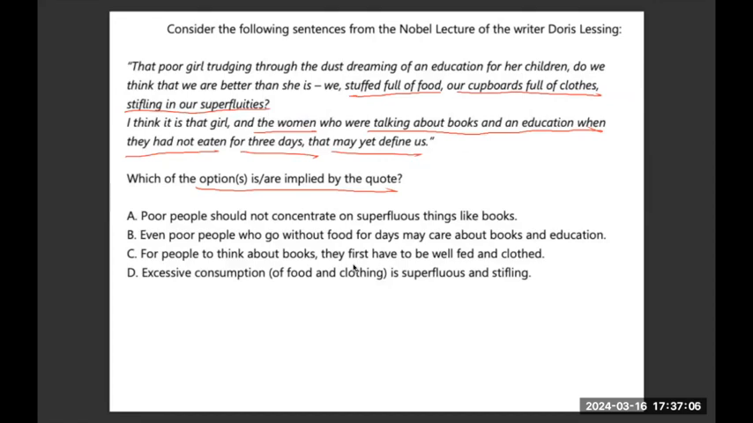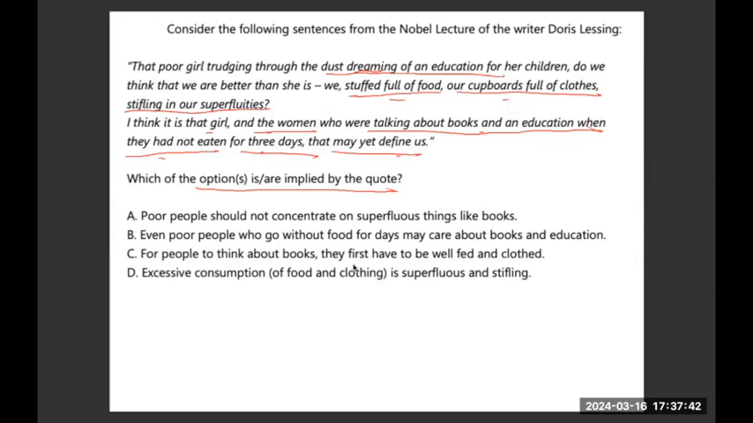We'll look at the statement. What it means is this is a poor girl. She values education because it's written here. The girl and the women were talking about books and an education when they had not eaten for 3 days, which means that they value education more than food, cupboards, or even clothes. They are dust dreaming of education. And on the other side, we are stuffed with food, cupboards, clothes, and we are stifling in our superfluous nature.